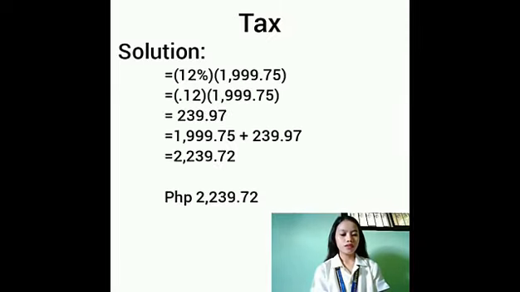1,999.75. Let's transform the percent into decimal form. The 12% will become 0.12 times 1,999.75 will become 239.97. So 239.97 plus 1,999.75 will become 2,239.72. Therefore, you will pay 2,239.72 for the pair of shoes.